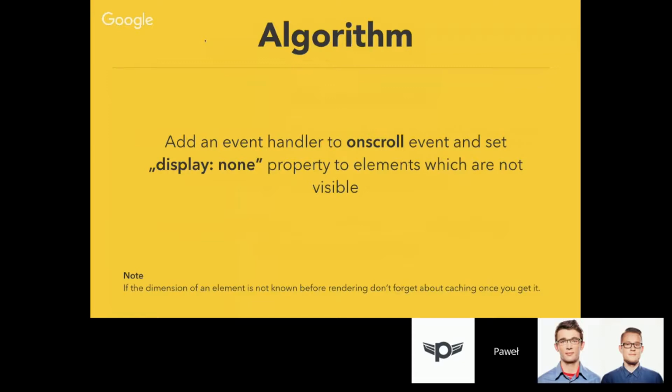You have to know the dimension of your elements, and this is because if you are setting the display none property on your element, it will disappear. And to avoid jumping of your page, you have to preserve the space for them. So if you know the dimension upfront, you are in the best possible case. However, if you don't know them before rendering, you should also remember to cache them.